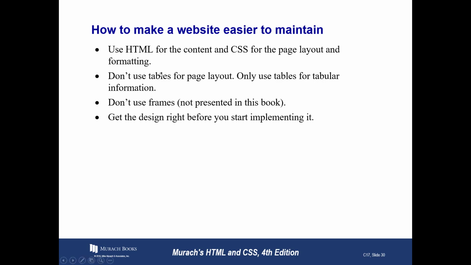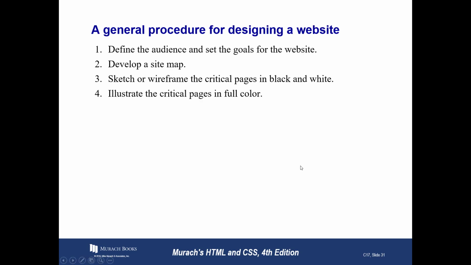Get the design right before you start the implementation. So this is what we're going to start doing once we finish these slides and the slides for our JavaScript jQuery book. That is, we're going to define our audience and set our goals. Develop a sitemap. Sketch or wireframe the critical pages in black and white. Illustrate the critical pages in full color. Well, I won't have full color. They'll all be in black and white.